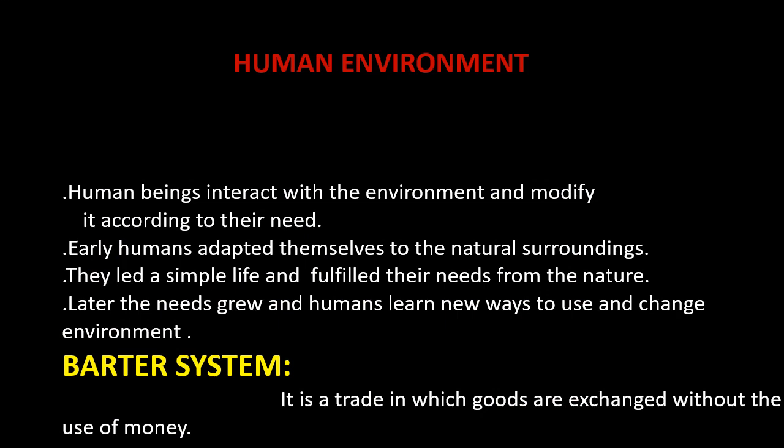Human beings interact with the environment and modify it according to their need. Earlier, when we were early humans, we adapted ourselves to the natural surroundings. Early humans led a simple life and fulfilled their needs from nature. Later, the needs grew and we humans also learned new ways to use and change the environment. For example, we started growing crops.